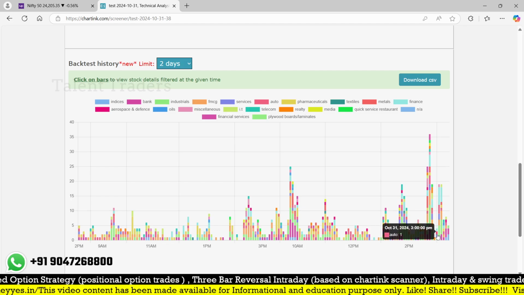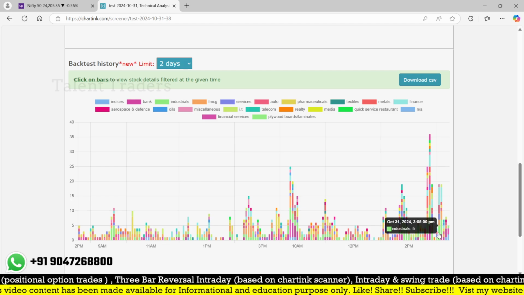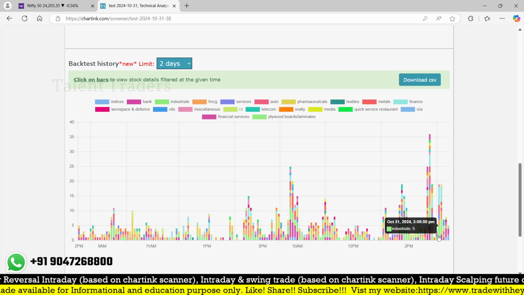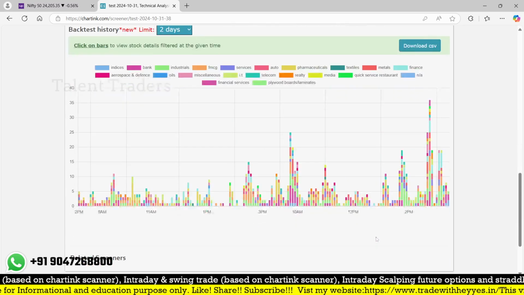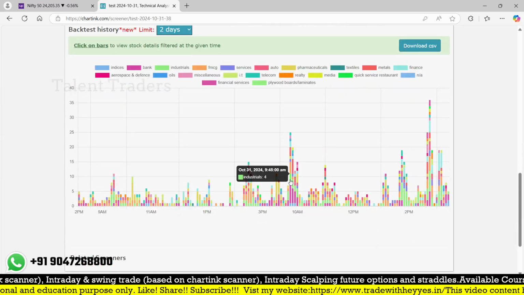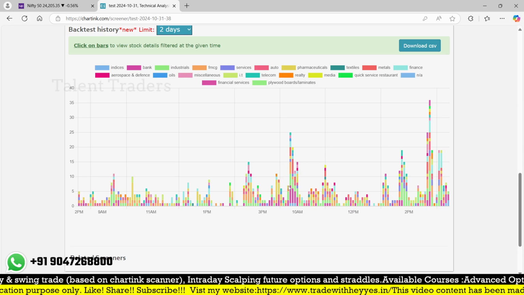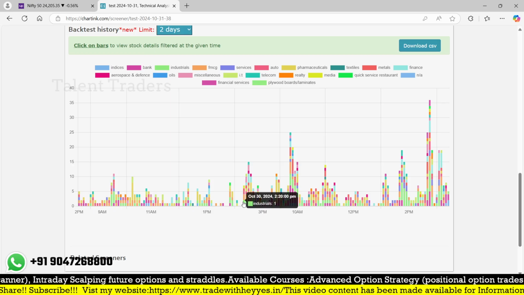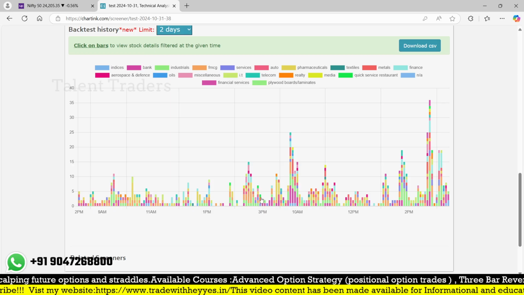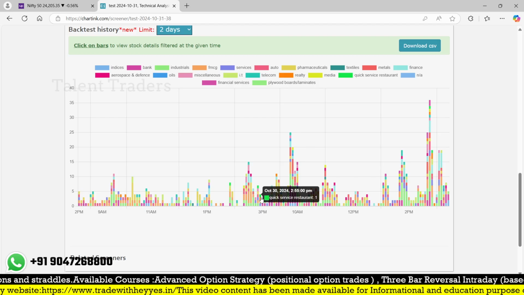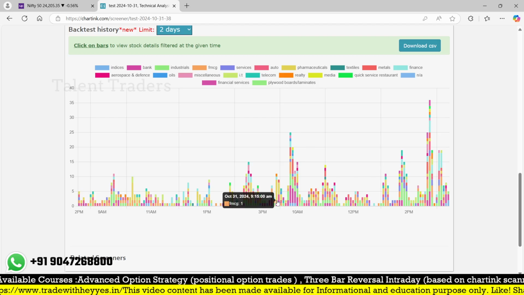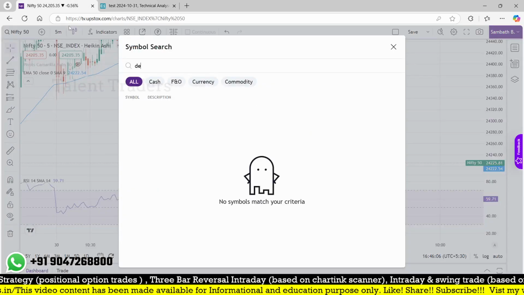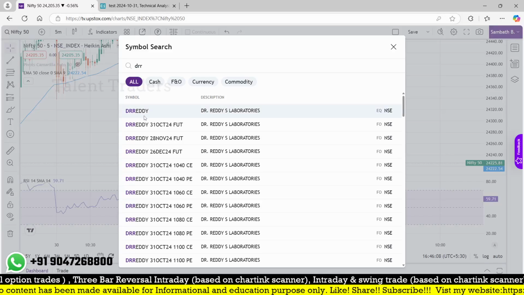So here we'll check today, the 31st. It's a 5 minutes time frame, right? So we'll try to check this morning what the stocks are. This is 9:45, 9:40. 5 minutes, we'll go for the 31st. Yeah, here is 9:15. Some of the stocks, maybe let me check Dr. Reddy. What is happening? It is 9:15.